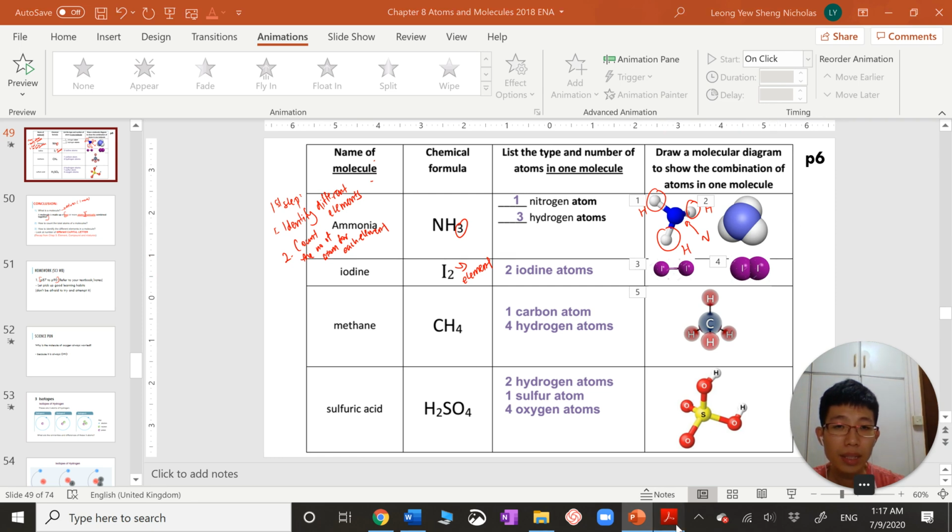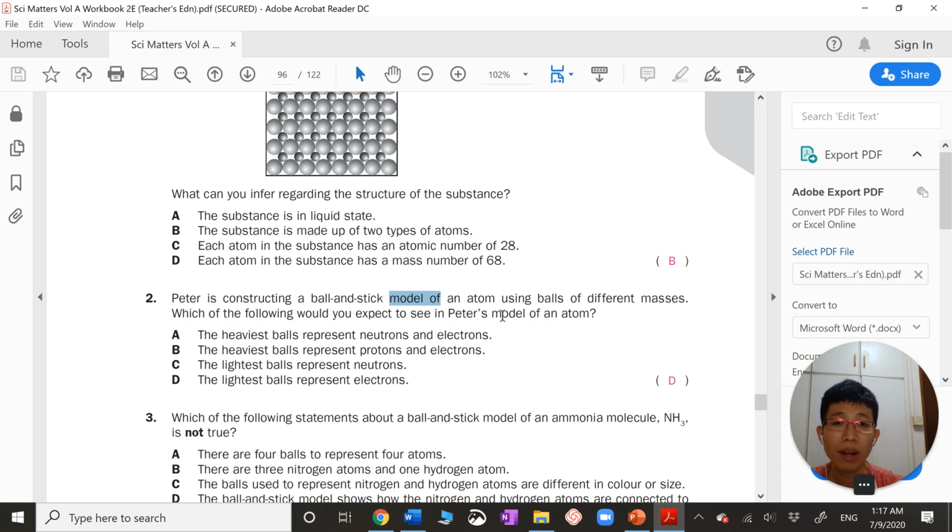So they say, the ball and stick model of an atom using balls of different masses. Which of the following do we expect to see in Peter's model of an atom? So now they are talking about atoms. So you need to know in an atom, what are the different subparticles and how to use the different balls of different mass to represent it. So you need to think about it.